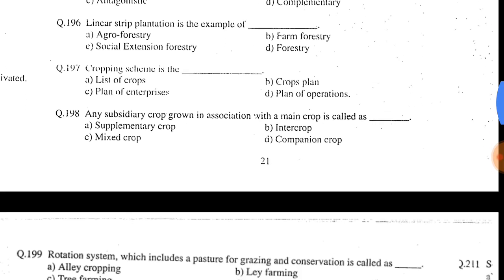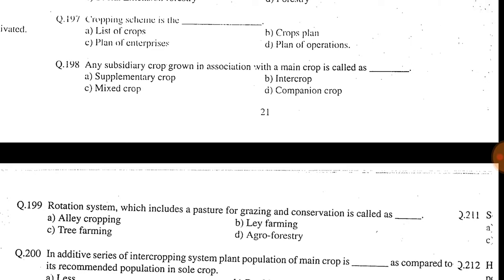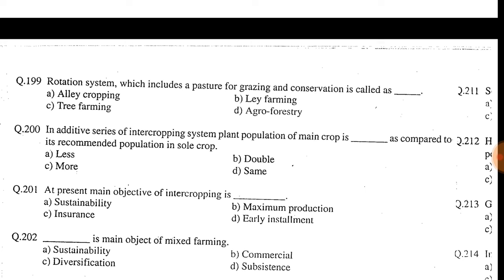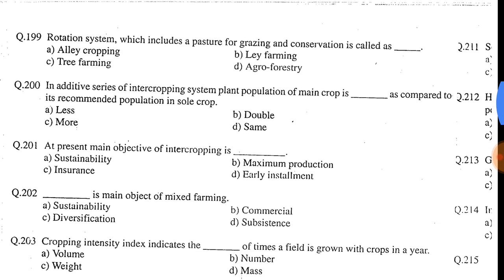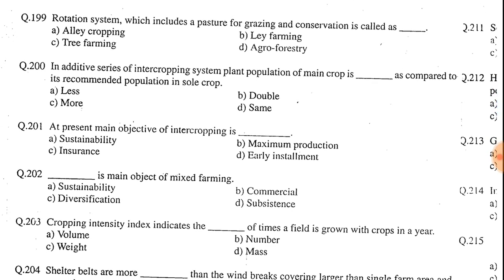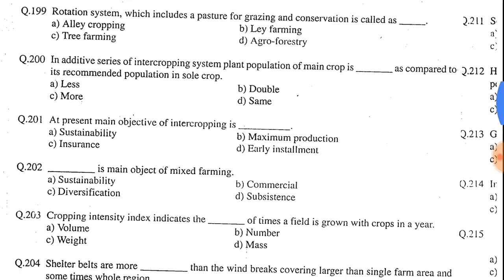197. Cropping scheme is the crops plan. 198. Any subsidiary crop grown in association with main crop is called companion crop. 199. Rotation system which include a pasture for grazing and conservation is called lay farming. 200. In additive series of intercropping system, plant population of main crop is same as compared to its recommended population in sole crop.